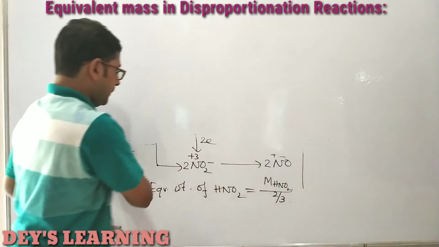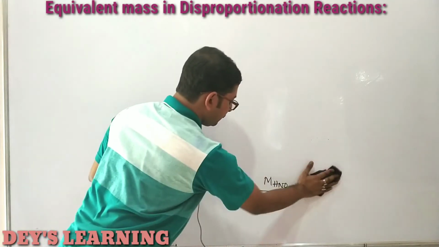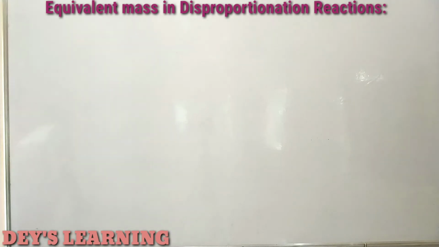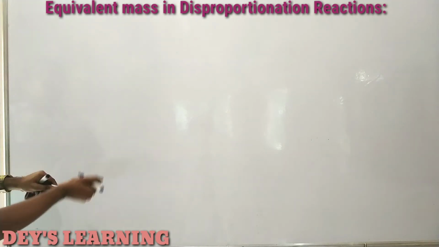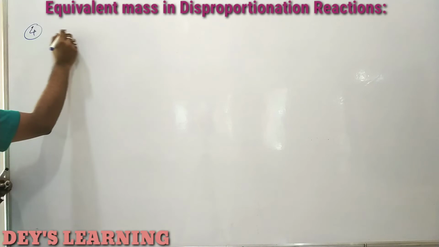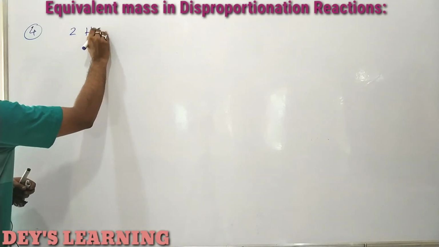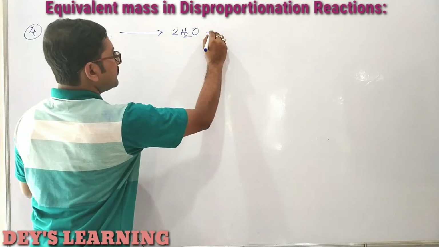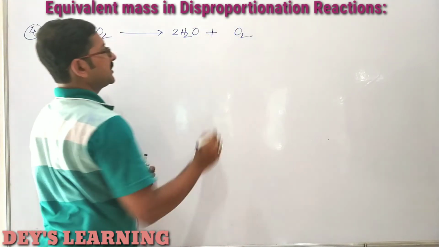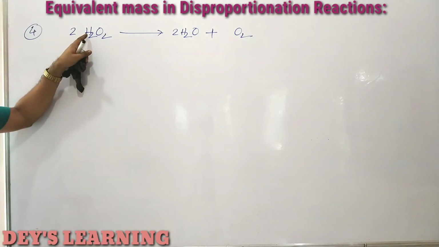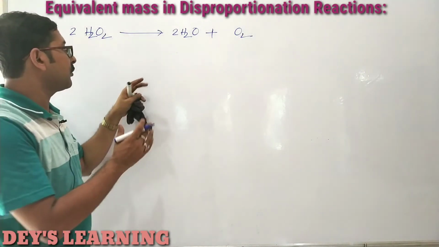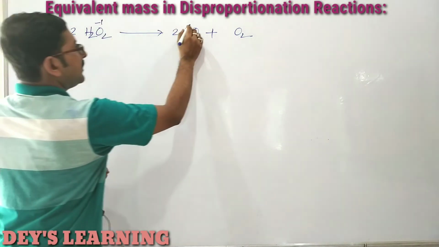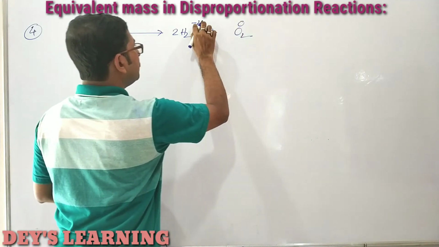Let us take another example, example number 4. This is also an important reaction. We know H2O2 decomposes to produce H2O plus oxygen. This is a well-known disproportionation reaction. We have to calculate the equivalent weight of H2O2 in this reaction, and of course by calculating the N factor. Here the oxidation number of oxygen is -1 here, here it is -2 and here it is 0.